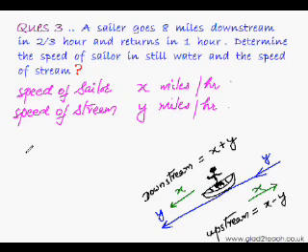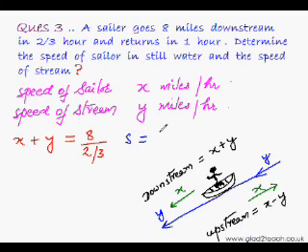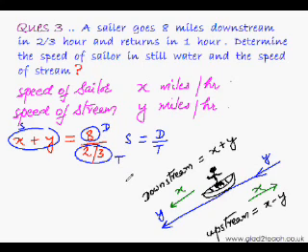So using this information, now we can easily create the two equations, one for the downstream and the other one for the upstream. So that means x plus y is equal to 8 divided by 2 by 3, isn't it? As we all know, speed equals distance divided by time. So this is the speed, this is the distance, and this is the time. Using this relationship, we have created our first equation.